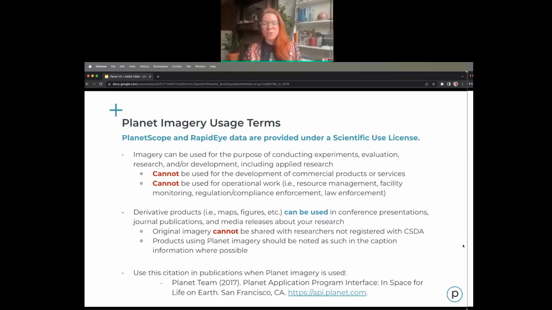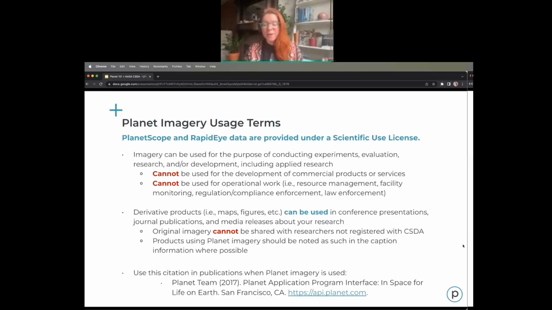The only thing that you can't share is the original imagery, the GeoTIFF files that you download from us, with anybody that is not registered through CSDA. So if you're working with your collaborators at NASA or another government agency or a university that's funded under your same research grant, as long as they've signed up for the program, you can share the imagery among those groups, but they need to be a registered Planet user to be able to do that.